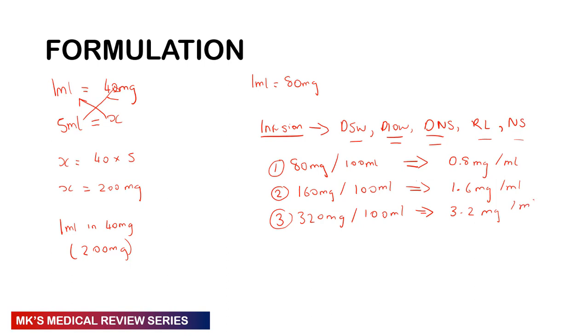So it means that the concentration of the solution that you're creating, I'll show you how to create the solution very shortly, can be as low as 0.8 milligrams per mil. This is very common in pediatrics, so it can even be at a higher dose of 3.2 milligrams per mil. So I hope you make sense of this.